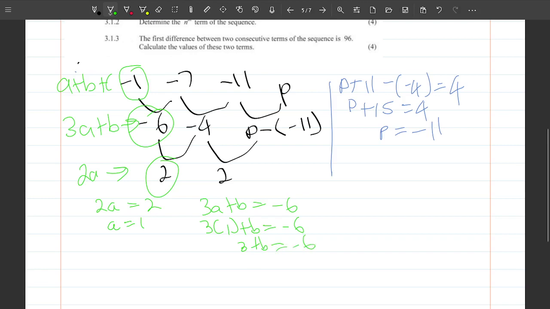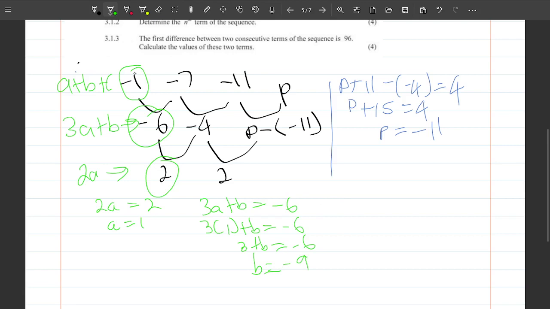Then I want to transpose the 3. This will be negative 6 minus 3. So negative 6 minus 3 is about negative 9 or so. So that's negative 9, so my b is negative 9.